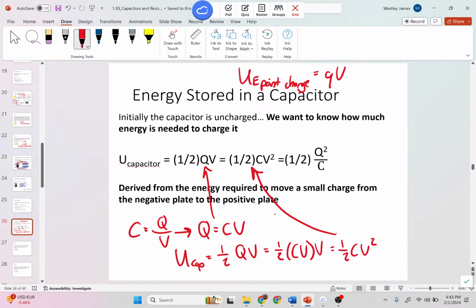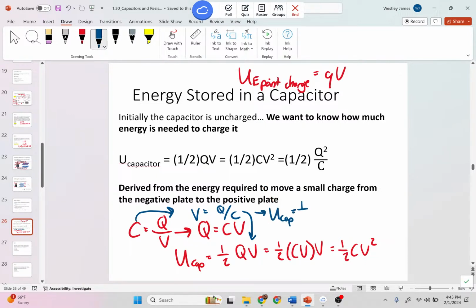Okay. If I want to get the third one, I'm going to take this, and instead of solving for Q, let's solve for the voltage. So voltage, if you do the algebra, will be Q divided by C. Same thing. Just plug that in right there. And we will find that U capacitor equals 1/2 QV equals 1/2, just replace the V with Q over C. And we get 1/2 Q squared divided by C, which is that one. That's all I did. Very simple kind of plugins.